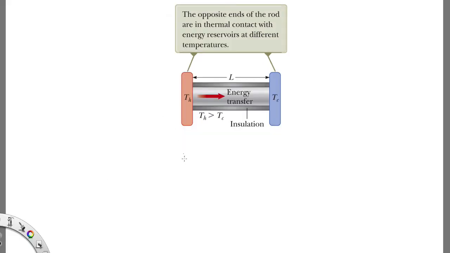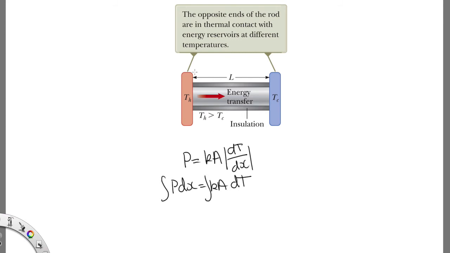Okay, in this case, we've got P is equal to KA dT/dx is our formula. Let's ignore the absolute value signs for now. So we can write this as P dx is equal to KA dT. To work out this, we can integrate.